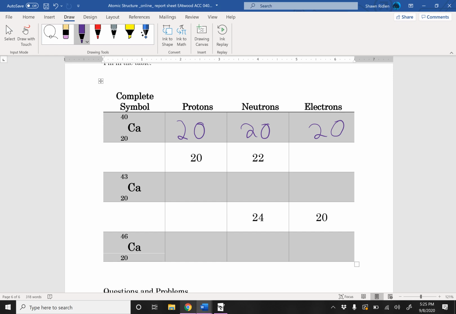Okay, so go through and you can fill all this chart in. In this next one they tell us we still have atomic number 20, but now I have 20 neutrons. So you'll have to work backwards with that. But hopefully now that you know what the chemical symbols mean, you'll be able to find those.